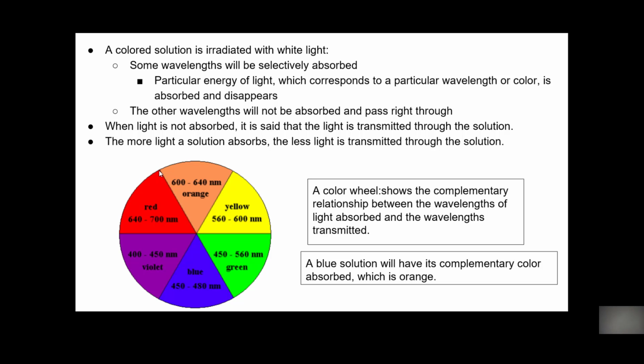So if you look at a color wheel, it shows the complementary relationship. Something that's across from it, that's the complementary relationship. And whatever's absorbed, you're going to see the other color. So if orange is absorbed, you're going to see a blue solution, and vice versa.